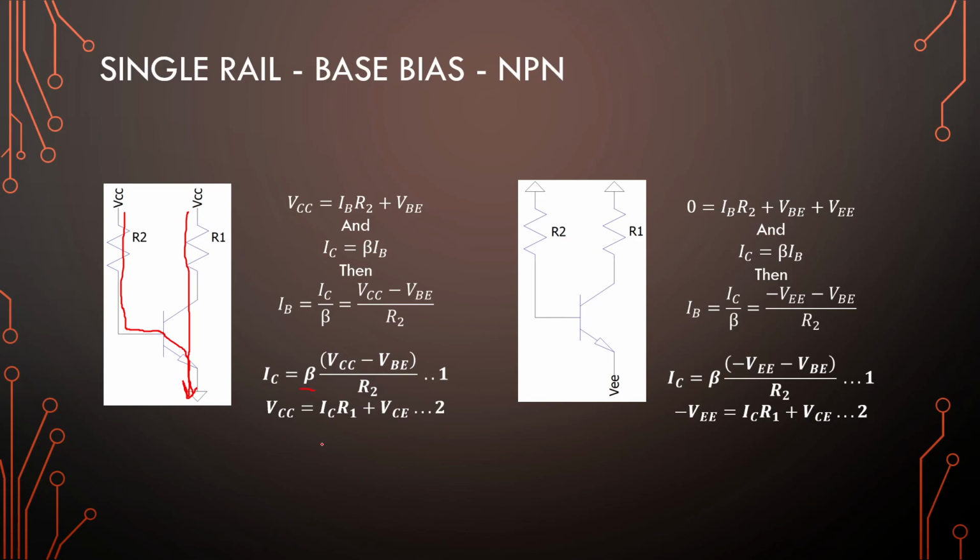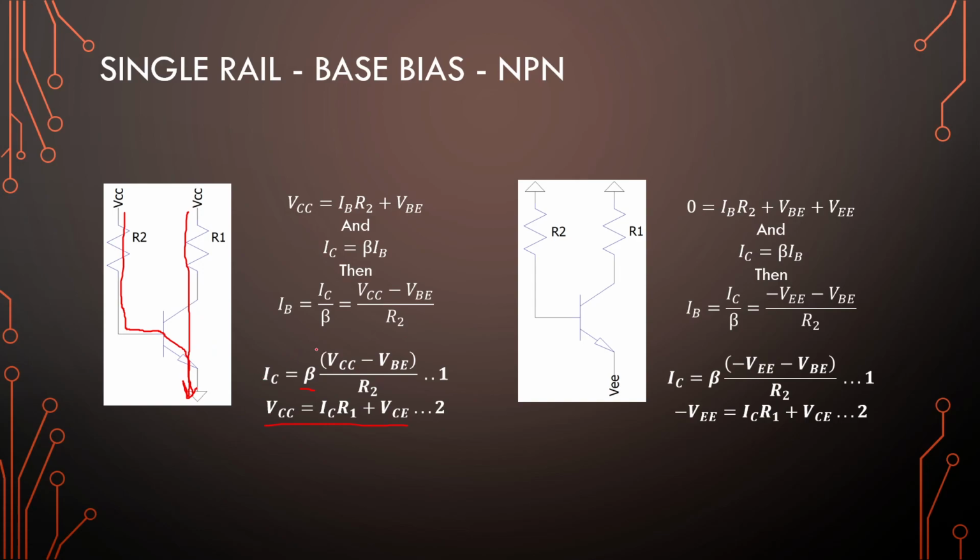Beta doesn't cancel here, it stands outside. So this is very dependent on our beta value. If your beta value changes a little bit, this entire bias current IC will change. Okay, so that is why this base bias method is not used a lot. It's not very stable. Right, here is the second equation I spoke about, and you can use these to design base bias.